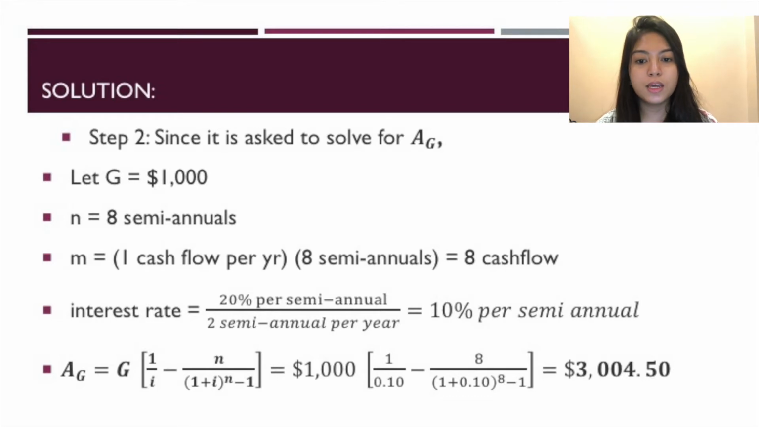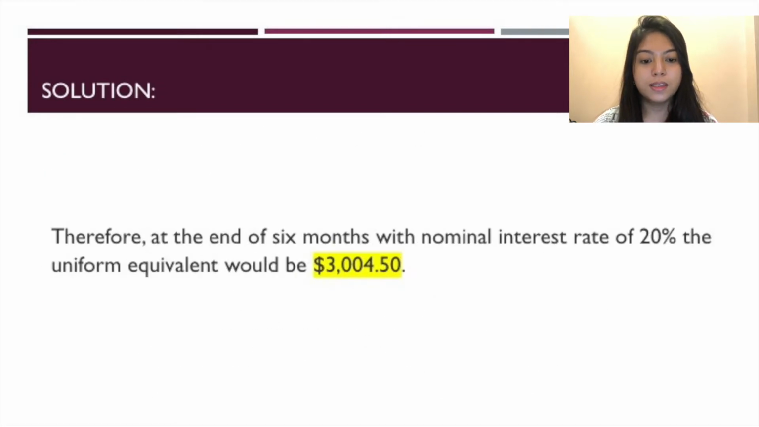To solve for the equivalent uniform amount A, we have to multiply G by the quantity of 1 over i minus N over 1 plus i raised to the power of N minus 1, which will then be equal to $1,000 multiplied by 1 over 0.10, which is the 10%, minus 8 over 1 plus 0.10 raised to the power of 8 minus 1, and the answer would be $3,004.50. Therefore, at the end of each 6 months with a nominal interest rate of 20%, the uniform equivalent amount would be $3,004.50.